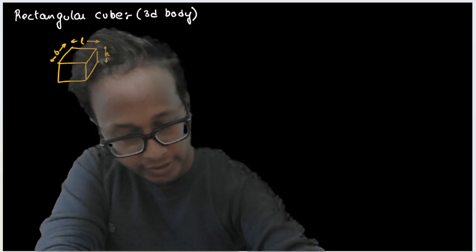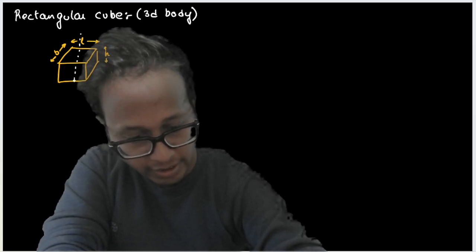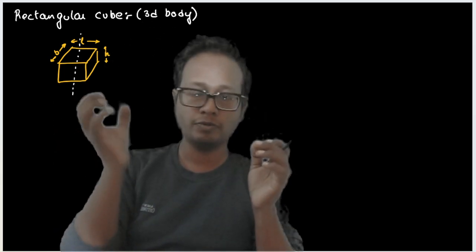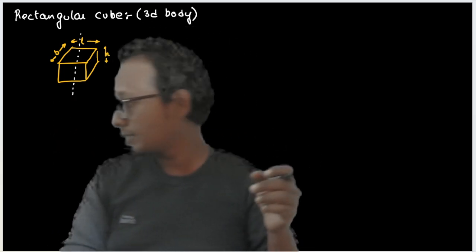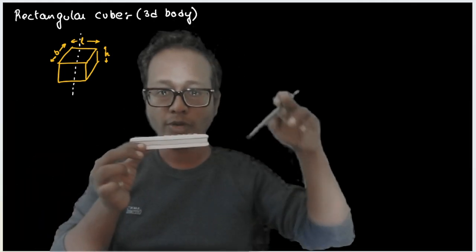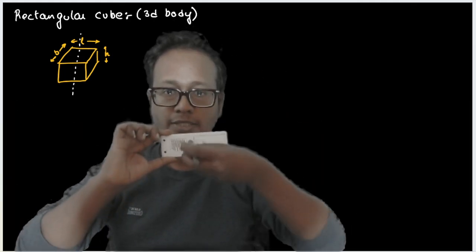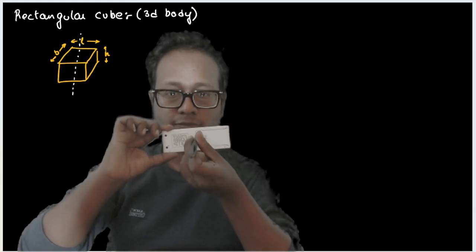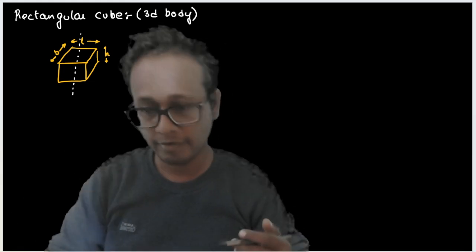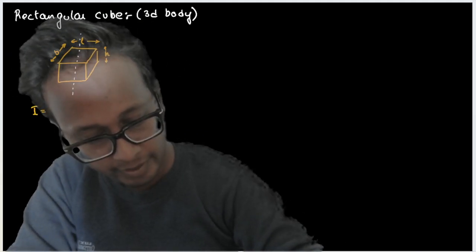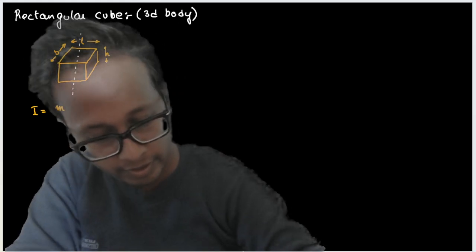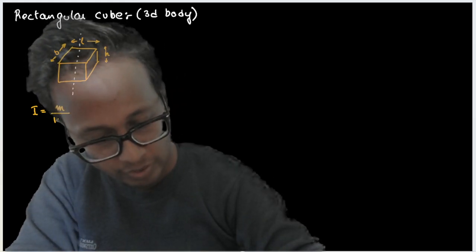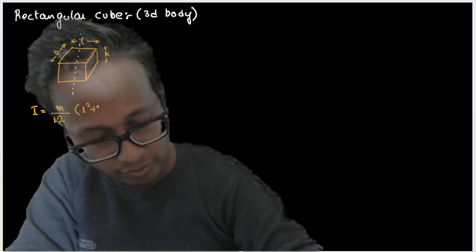What is the moment of inertia about an axis that is passing through the center of the cube? Suppose there is a cube. Let me show you a cube. Suppose this is a cube. What is the moment of inertia passing through the center? This axis, this is the axis of the cube. So the moment of inertia about this axis is I equals m into L square plus B square, by 12.